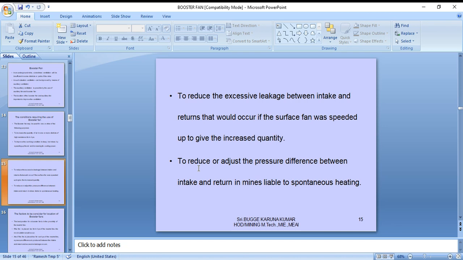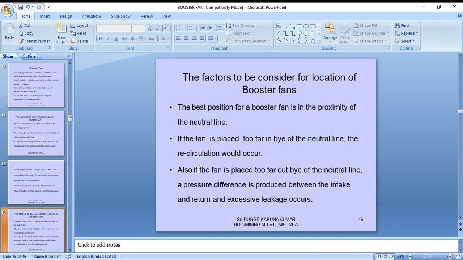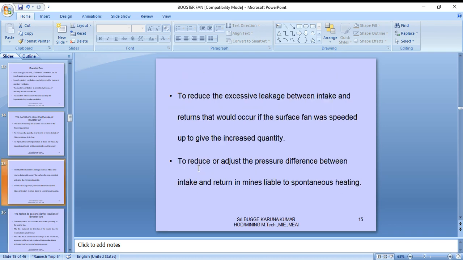to reduce the excessive leakage between the intake and return that would occur if the surface fan was speeded up to give the increased quantity, and to reduce or adjust the pressure difference between the intake and return in mines liable to spontaneous heating. So these are the reasons as far as the establishment of the booster fan is concerned.